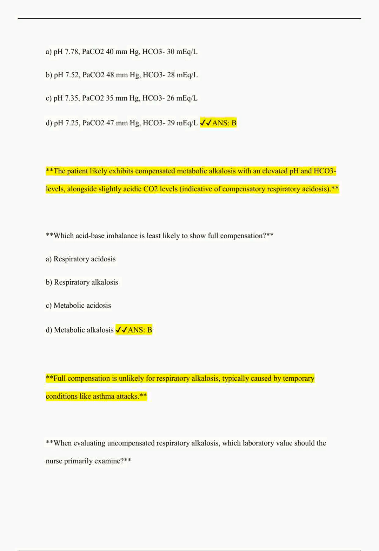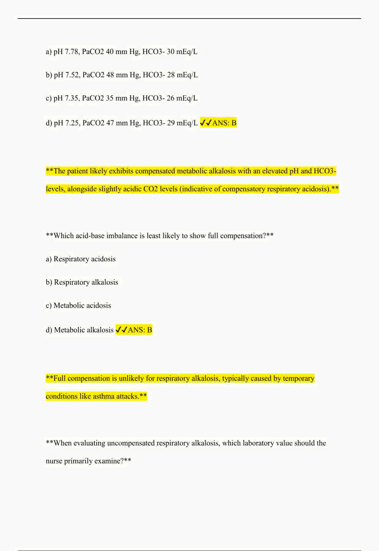Which acid-base imbalance is least likely to show full compensation? A. Respiratory acidosis. B. Respiratory alkalosis. C. Metabolic acidosis. D. Metabolic alkalosis. B. Full compensation is unlikely for respiratory alkalosis, typically caused by temporary conditions like asthma attacks.